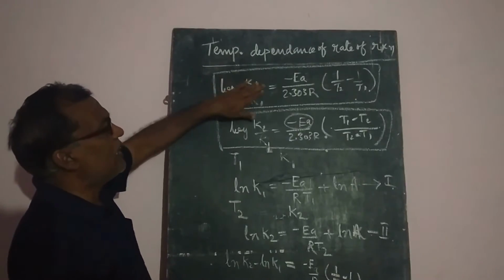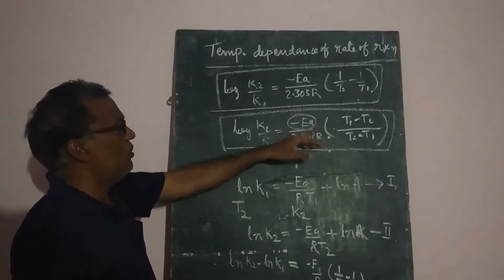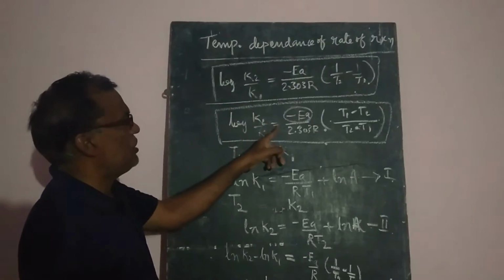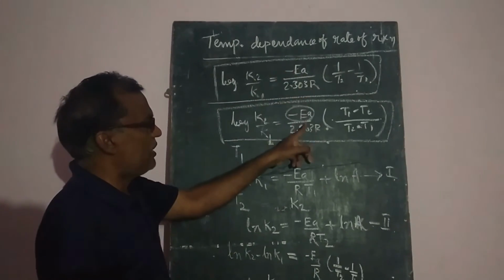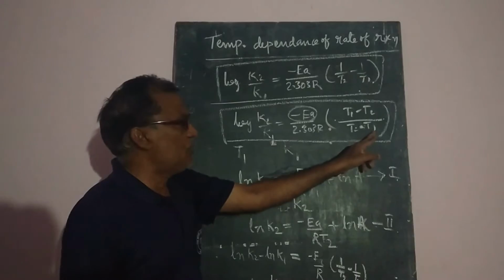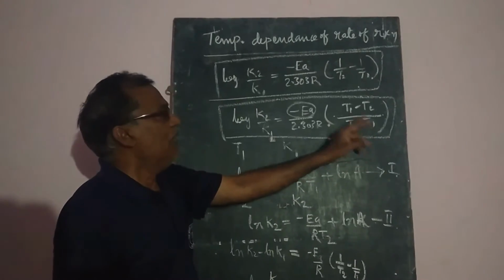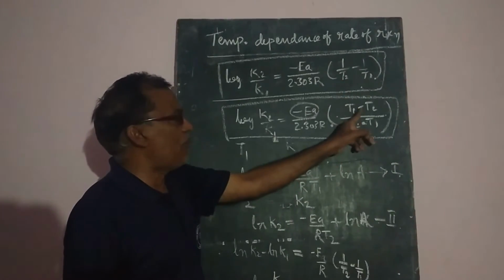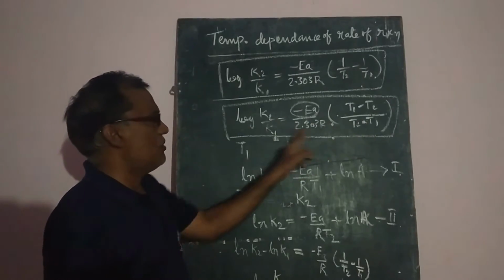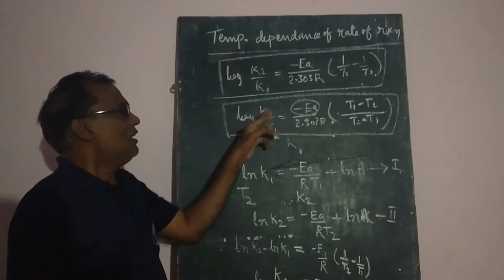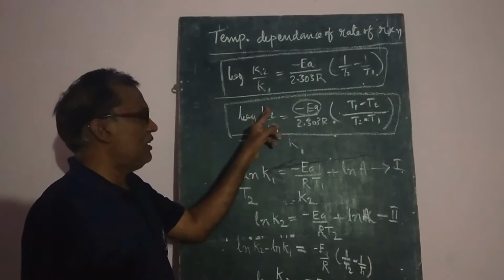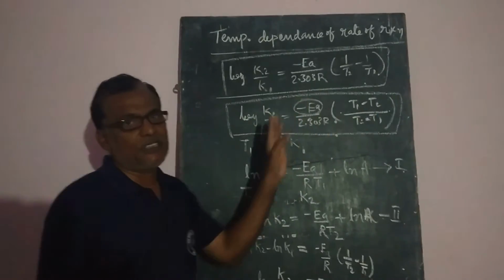The same equation can be represented in another way also. That means log K2 by K1 is equal to minus Ea by 2.303 R, and take the LCM of these two, T2 into T1, and T2 minus T1 divided by T1 T2, you will get it. So this is also a final equation to calculate the Ea value when they have given the two rate constants and the two different temperatures.